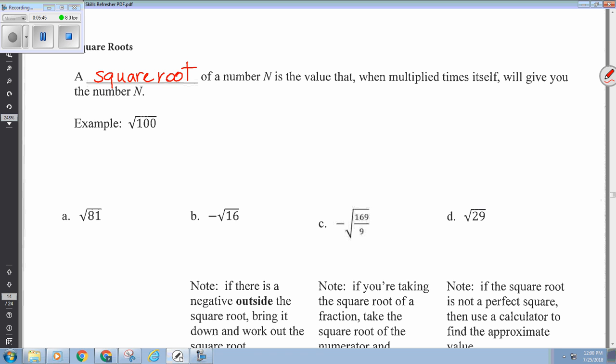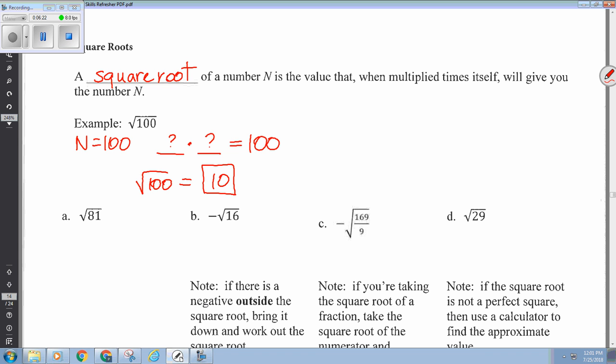You have the square root of 100. That means n is equal to 100. So you're looking for what number times itself, it has to be the same number, will give you 100. In this case, that number is 10. 10 times 10 gives you 100. So the square root of 100 is equal to 10.